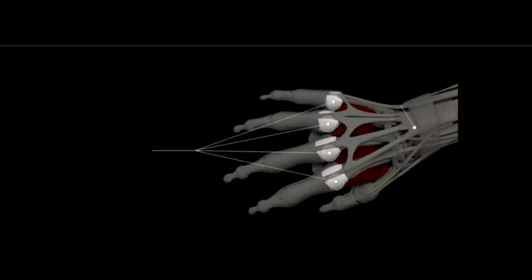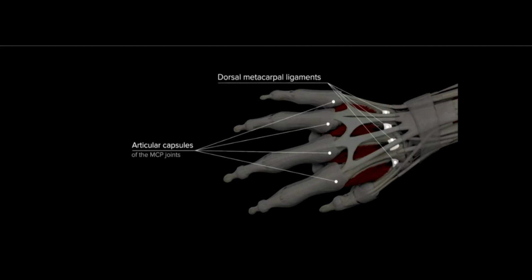We can also see the articular capsules of the metacarpophalangeal joints and the dorsometacarpal ligaments.